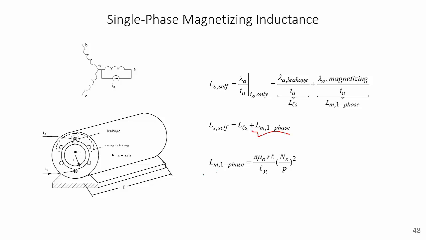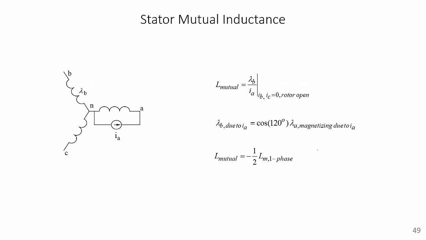The inductance due to the magnetizing component is a function of various motor dimensions and the number of turns in the particular phase. And the derivation for this is provided in the textbook that Professor Mohan had mentioned earlier. In addition to the self-inductance, there is also the mutual inductance, that is the flux linkage in other phase windings due to the current in any other phase windings. In this particular case, let's look at the mutual inductance due to the flux linkage in phase B winding due to the current in A phase winding.